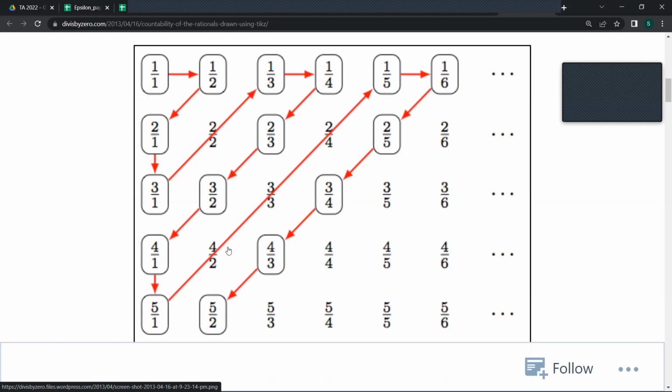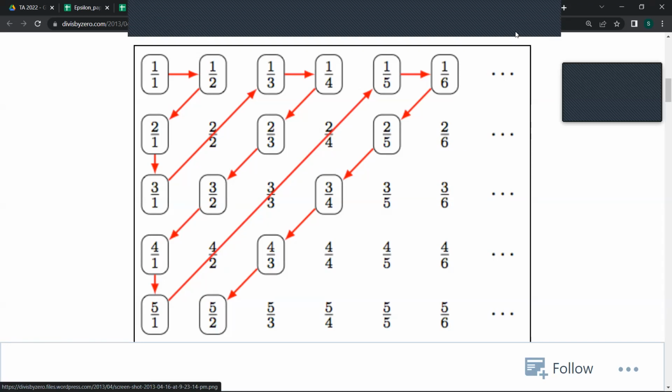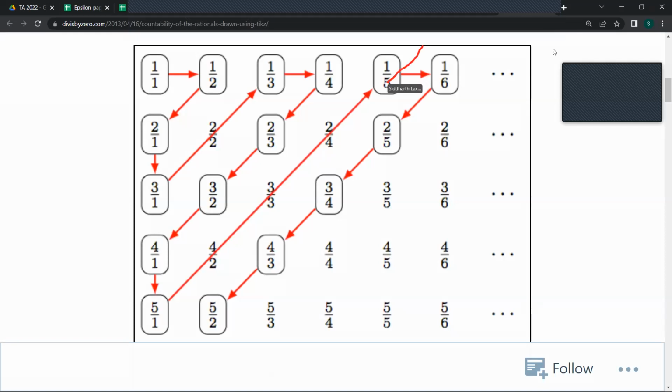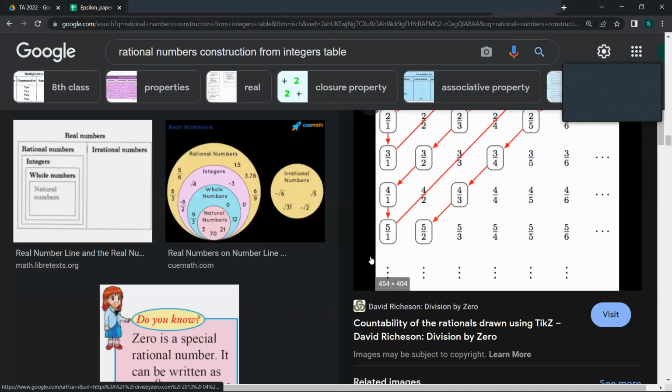Wait a minute. No, there is a problem. 2/3 is not equal to... wait. Sir, I think this is the wrong picture. Let's get another one.